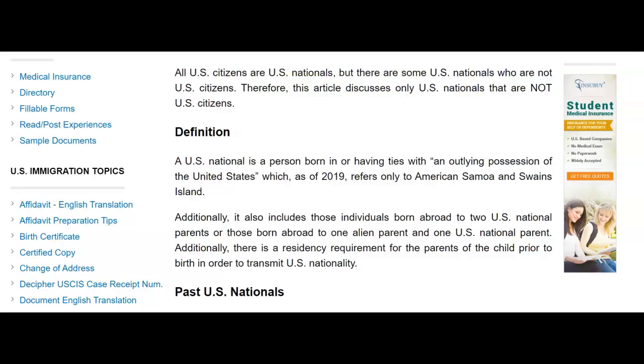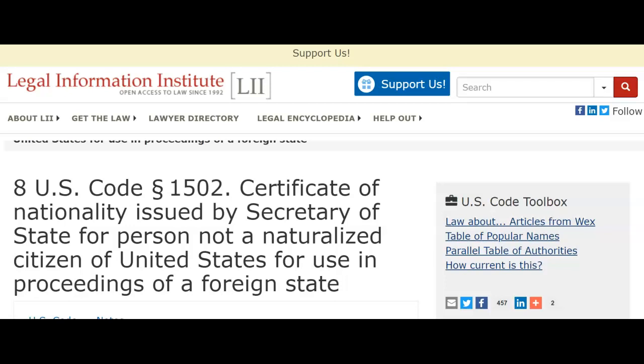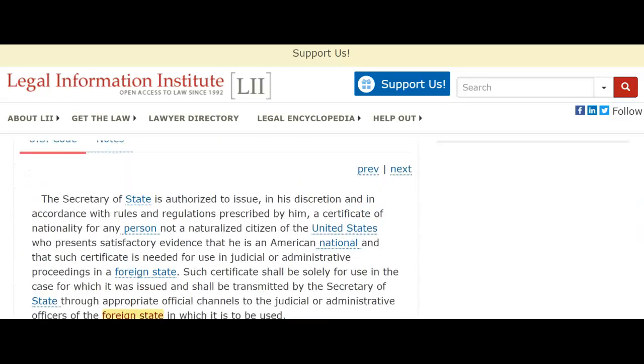All right, so let's take a look first at the actual code. So here is 8 U.S. Code 1502, Certificate of Nationality issued by Secretary of State for a person not a naturalized citizen of the United States for use in proceedings of a foreign state. All right, so this is what this particular code reads. There's a very good reason for it. I'm going to go into that in a minute.